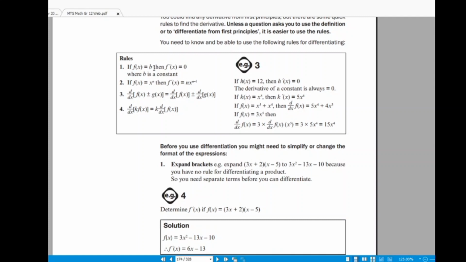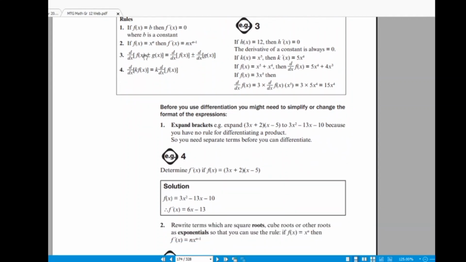If f of x is equal to a constant b, then the derivative of that function is 0, right? If f of x is equal to b, then f prime x is equal to 0. If f of x is equal to x to the power n, then f prime x is equal to n times x to the power n minus 1. The derivative of a sum is equal to the sum of the derivatives, or the derivative of a difference is equal to the difference of the derivatives. And the derivative of a constant times a function is equal to the constant times the derivative of the function. The constant there is k, right?